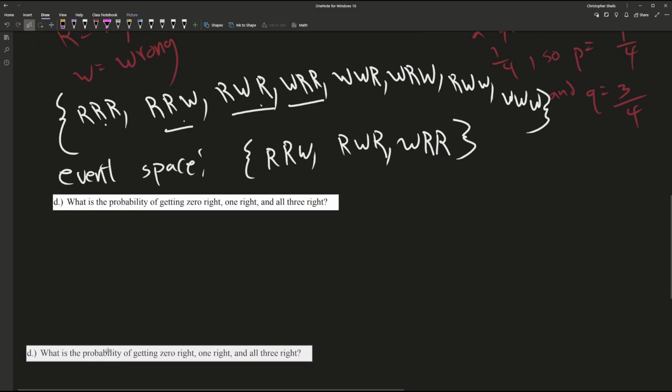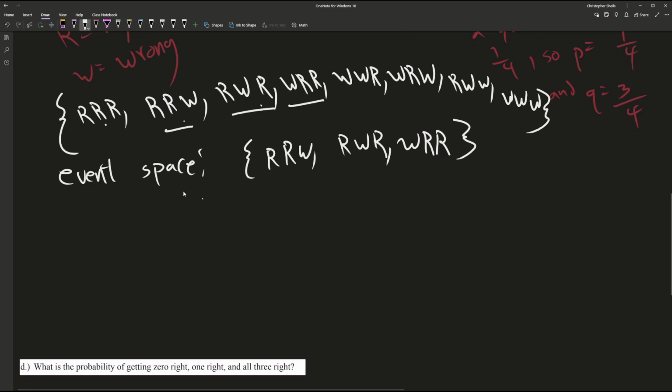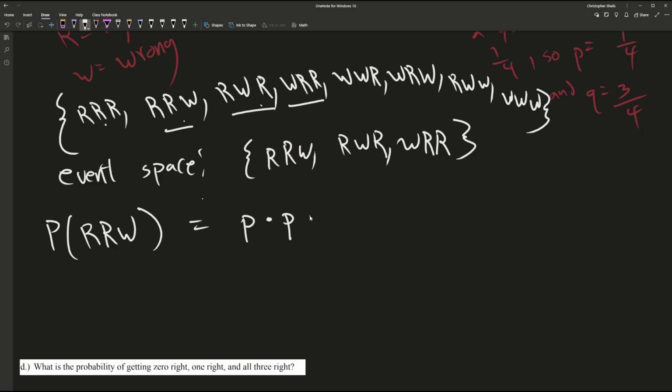So let's look at the probability for just one of these, for instance. What's the probability of RRW? Well, this is going to be P times P times Q. We said that P was our probability of success and Q is our probability of failure. And this is 1/4 times 1/4 times 3/4.